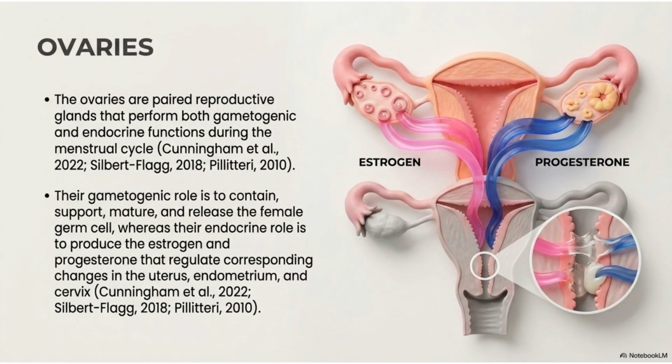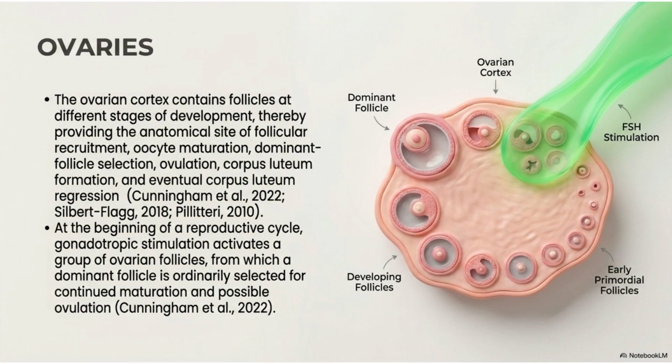Moving to the ovaries, these paired glands perform essential gametogenic and endocrine functions. They house the female germ cells while producing estrogen and progesterone, which regulate the uterine cycle. The ovarian cortex serves as the site for follicular development. Under gonadotropic stimulation, a group of follicles is activated, leading to the selection of a dominant follicle for eventual ovulation.